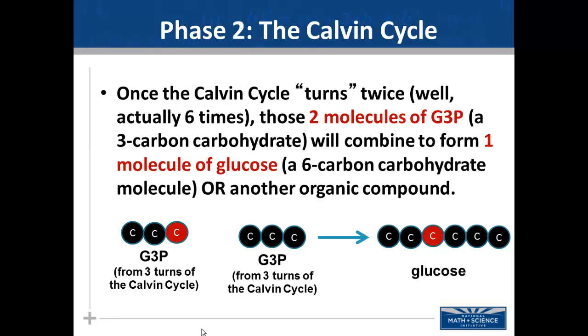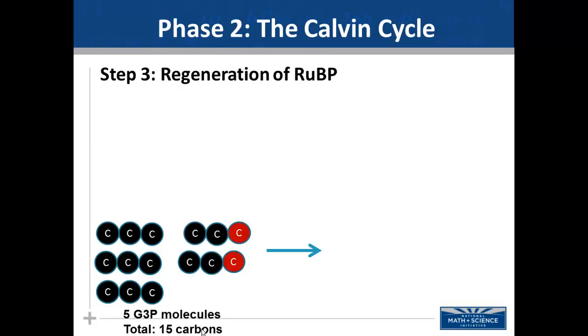So really, even though we talk about glucose being the product, really G3P, or PGAL, is actually the product of the Calvin cycle, excuse me. Okay, so that's the second step, reduction, and I'm just showing you kind of how these G3P molecules leave to form glucose.